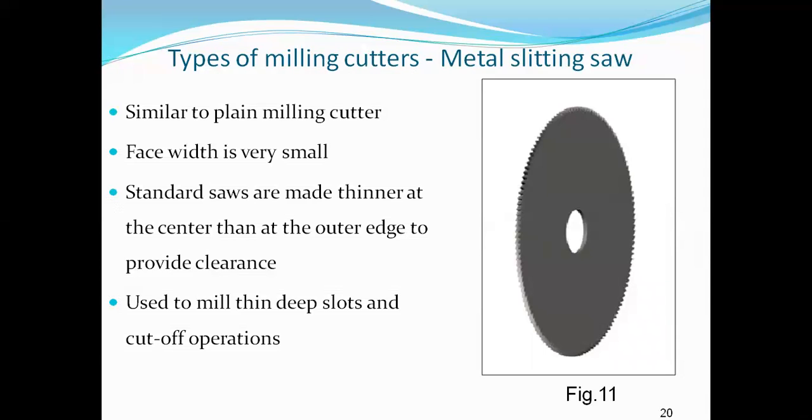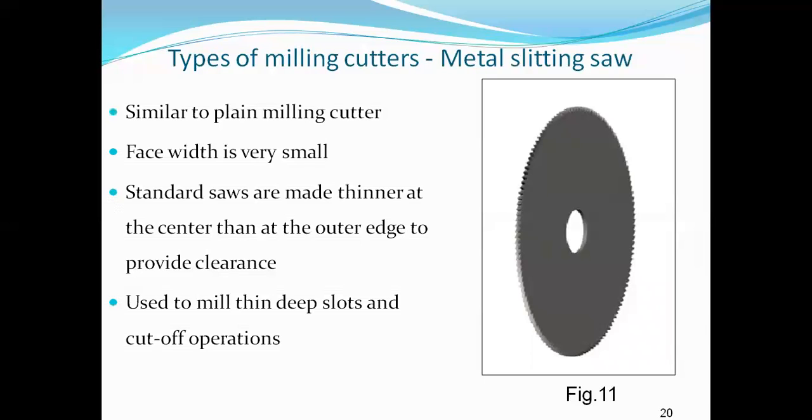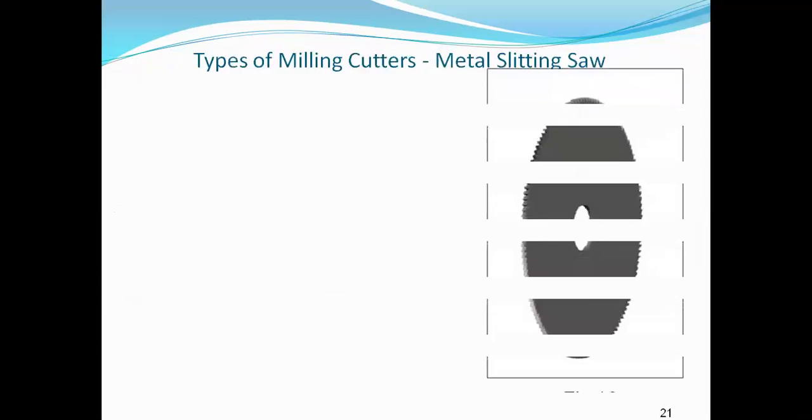The standard saws are made thinner at the center than at the outer edge to provide clearance. It is used to mill thin deep slots and for cut-off operations. Small slots we can make with a metal slitting saw. Cut-off operation means we cut the two parts, I mean cut off totally, so the part is separated from the main part. That is a cut-off operation.